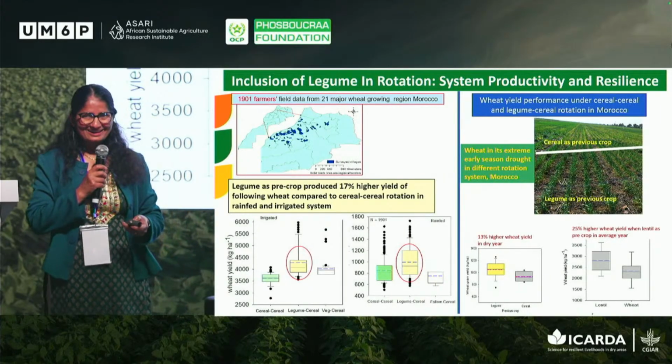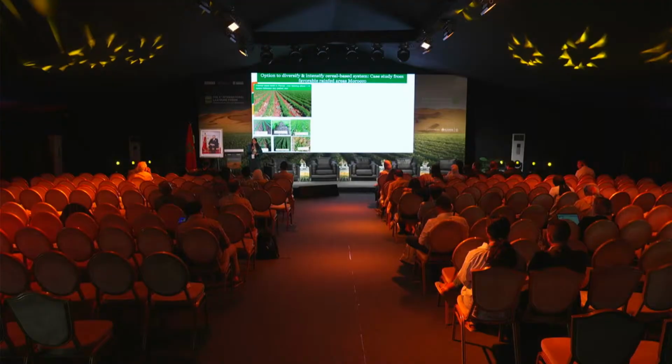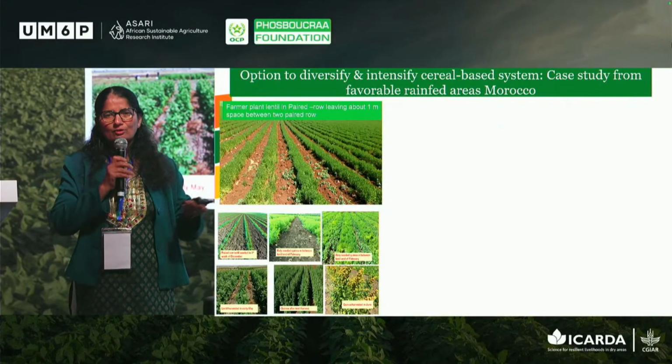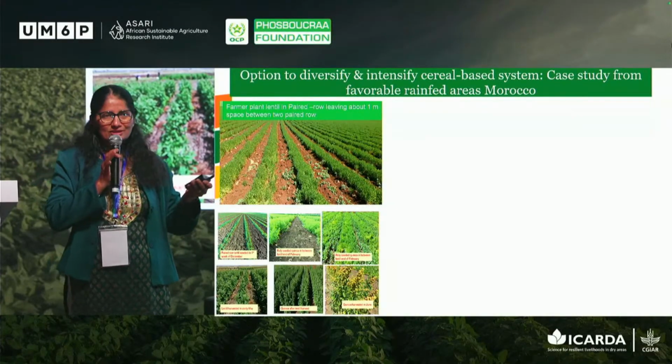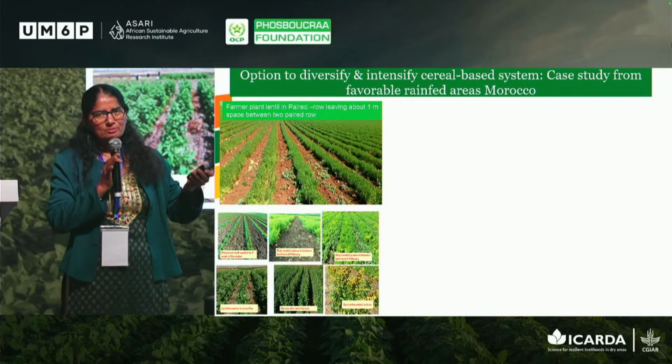And another example, where I was mentioning how we can intensify and diversify the cereal system. One is rotation, and another is the way farmers plant lentil. In Morocco, especially in the Marsus region, they plant 2 rows together, leaving around 1 meter of space, especially for managing weeds. And in Morocco in rain-fed conditions, we have a very narrow planting window, November till May, June. Only this window we have.